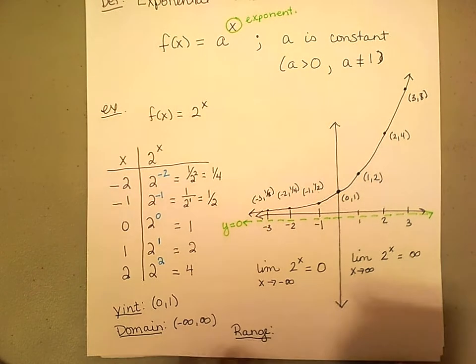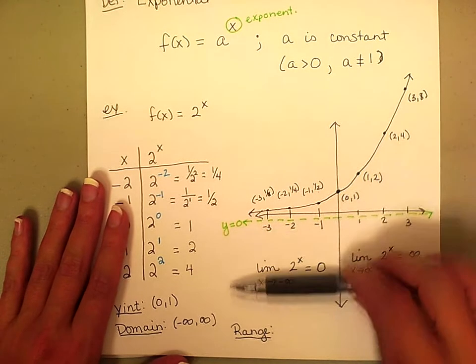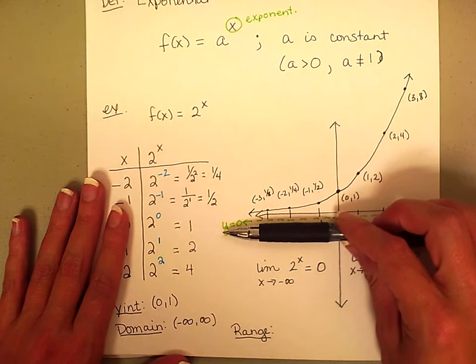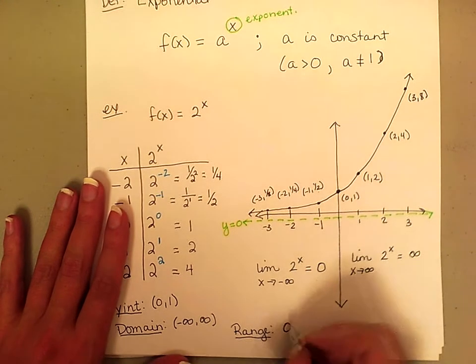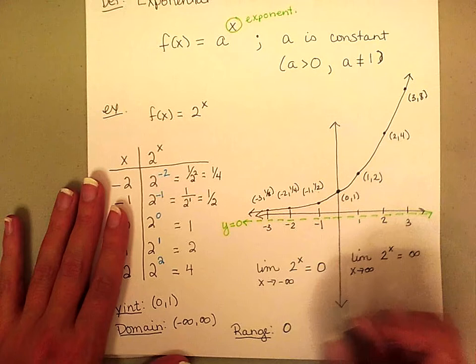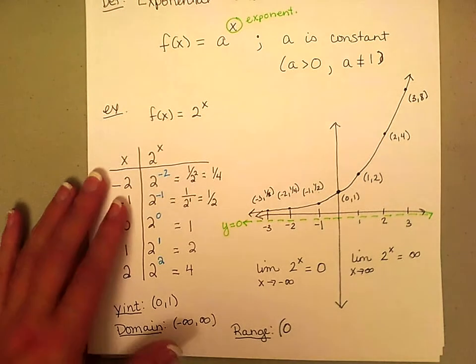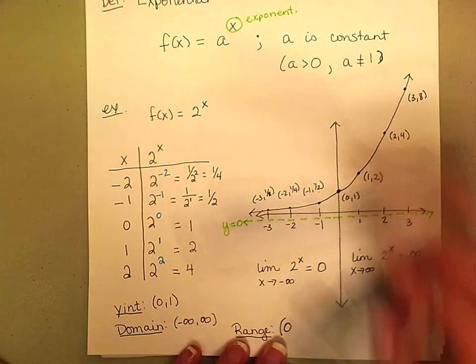The range, on the other hand, is different. There are no values of the graph below 0. The very first value that I could pick up is this limiting value of 0, but because it's an asymptote, I will never actually hit 0, so I need to enclose it with a parenthesis, and then it will take off infinitely.